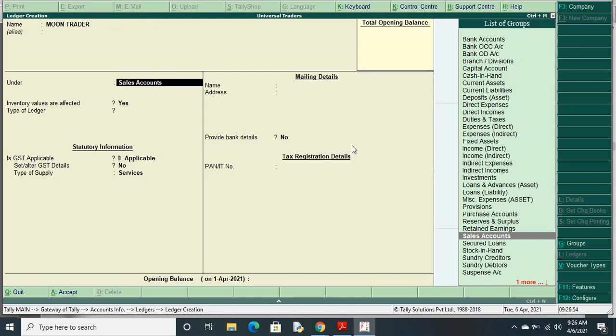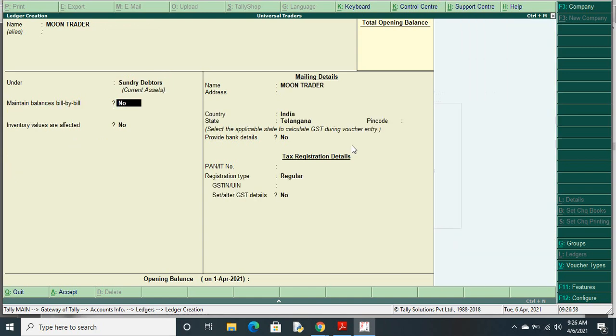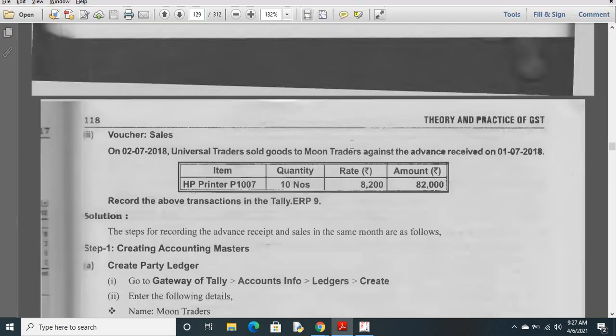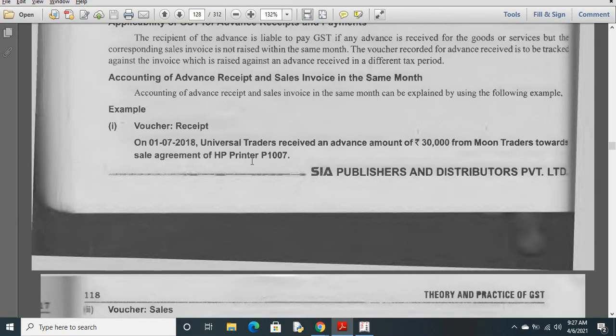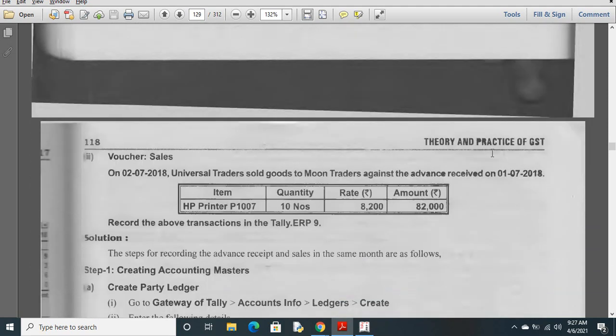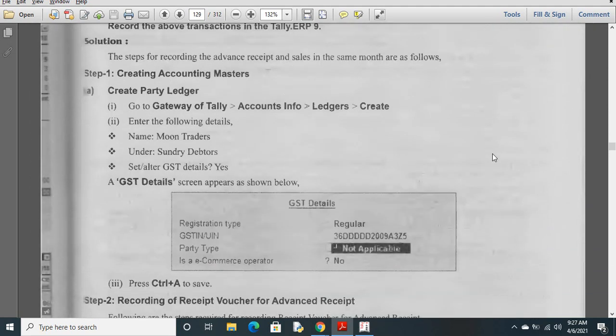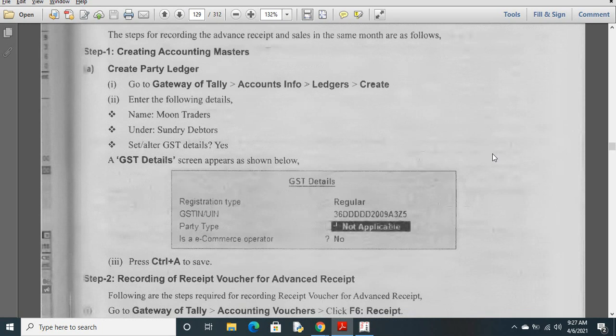Sundry debtors. Yes, 20 days. He is also from the same state. What, sir? He is also from the same state, and also I am checking. Yeah, I didn't mention it, so he also belongs to the same state. Okay.